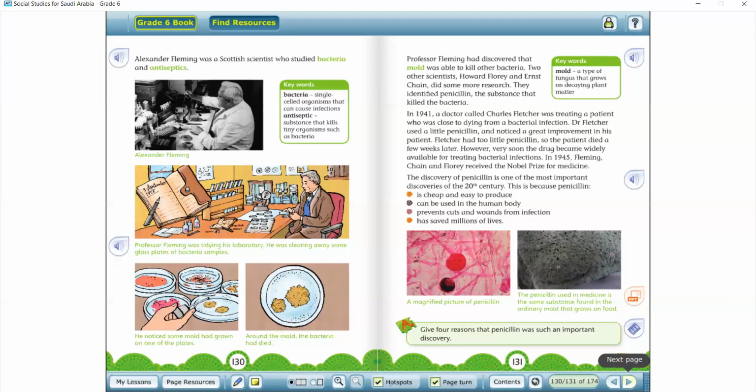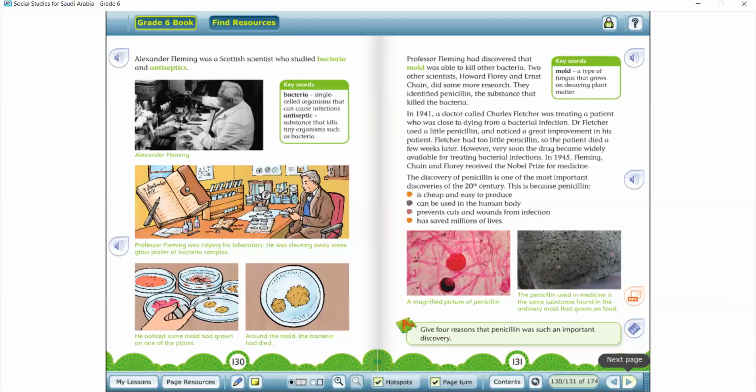Then if you continue there, in 1945, Fleming and Florey received the Nobel Prize for Medicine. And they were awarded prizes because why? They have done so much. If you go to the bottom there, they show you two pictures. But before the two pictures, they're telling you about the discovery of penicillin as one of the most important discoveries of the 20th century. This is because penicillin is cheap and easy to use.